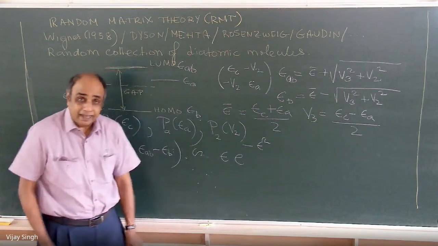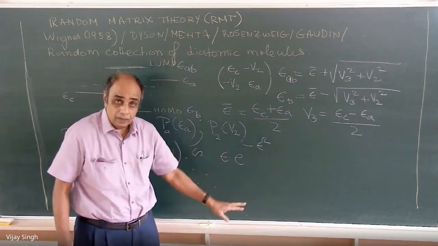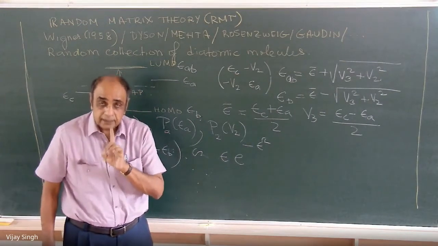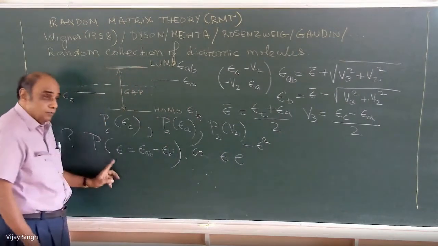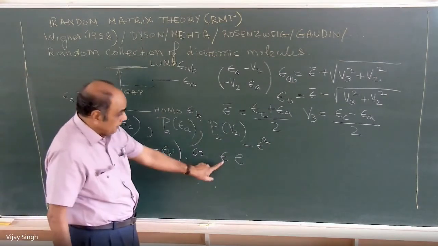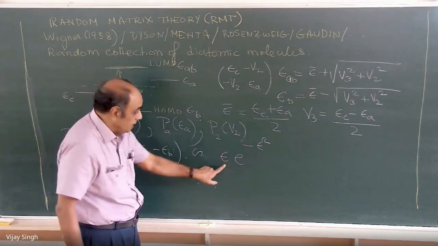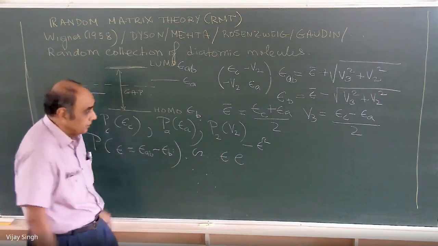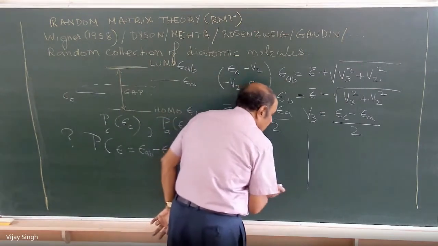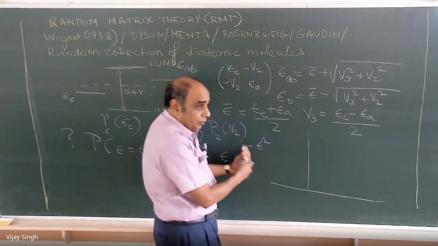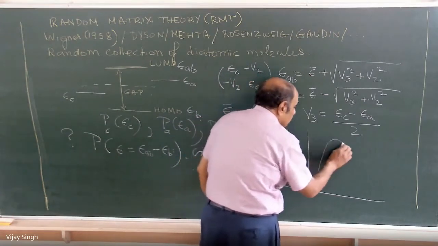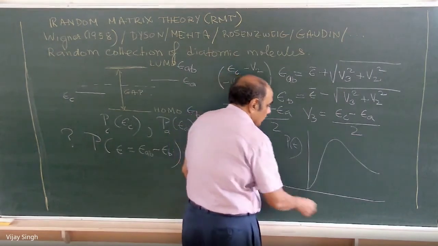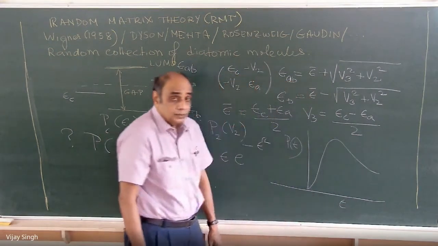This is how it would scale, and I'm not paying attention to dimensional correctness. This is how the probability distribution of this gap goes, which means there's an epsilon here and an epsilon squared here. This epsilon is positive, note. Antibonding is above the bonding. Therefore, if I were to plot this, I would get nothing on the negative side, and you get something like this. So the gap is not zero.